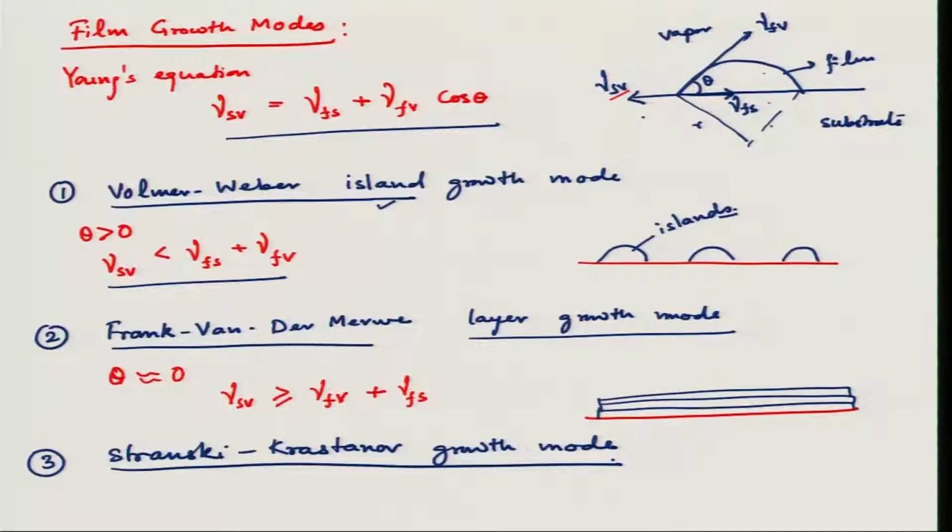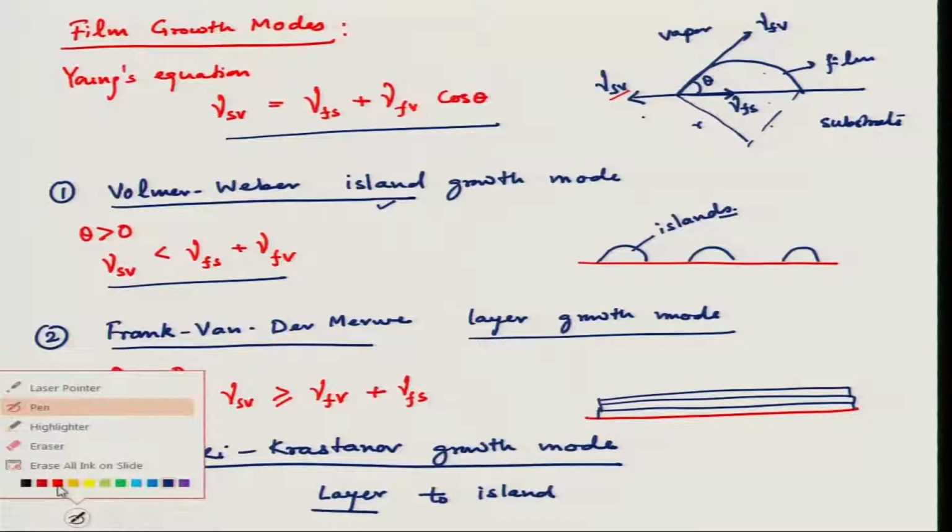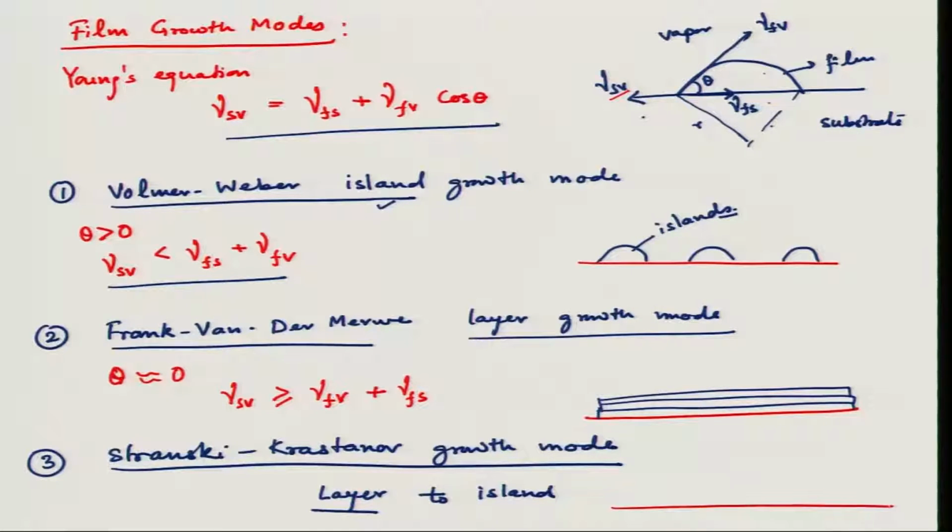It is not completely understood, but there are some insights into it. And this growth mode is layer to island. So in this growth mode, this is my substrate. First few layers are in layer to layer growth. So first layer, second layer, and then it switches to island growth mode.